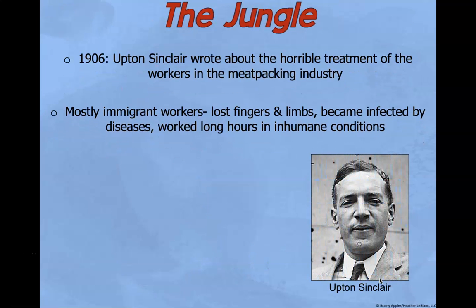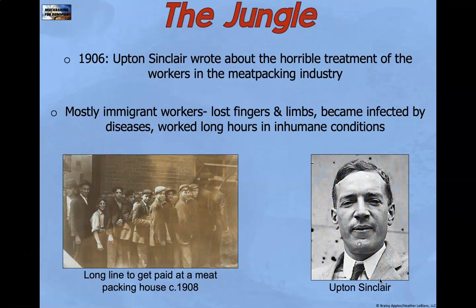Now, this is a notable work. There are several excerpts that you'll have to read for some of your assignments this week. For The Jungle, in 1906, author Upton Sinclair wrote about the horrible treatment of the workers in the meatpacking industry.